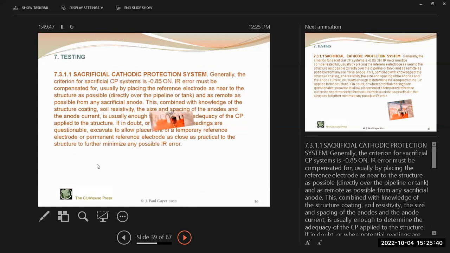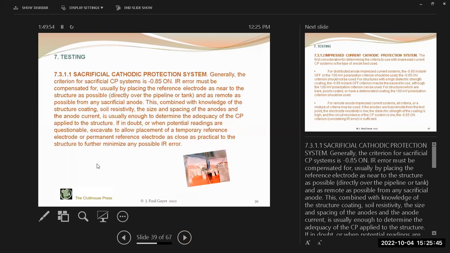For sacrificial anode cathodic protection systems, generally, the criterion is 0.85 volts with the cathodic protection system on. The voltage error must be compensated for, usually by placing the reference electrode as near to the structure as possible, over the pipeline or tank, and as remote as possible from any sacrificial anode. This, combined with knowledge of the structure coating, the soil resistivity, the size and spacing of the anodes, and the anode current, is usually enough to determine the adequacy of the cathodic protection applied to the structure.